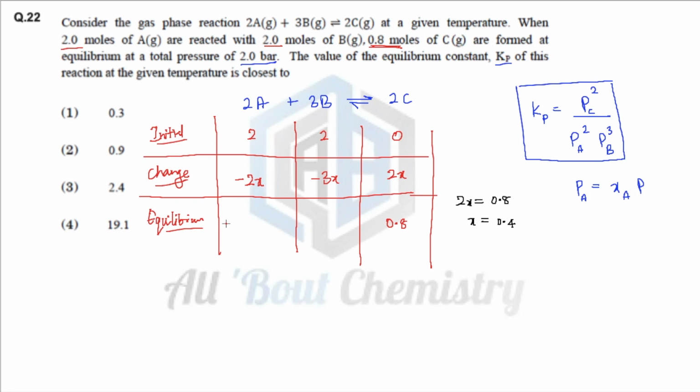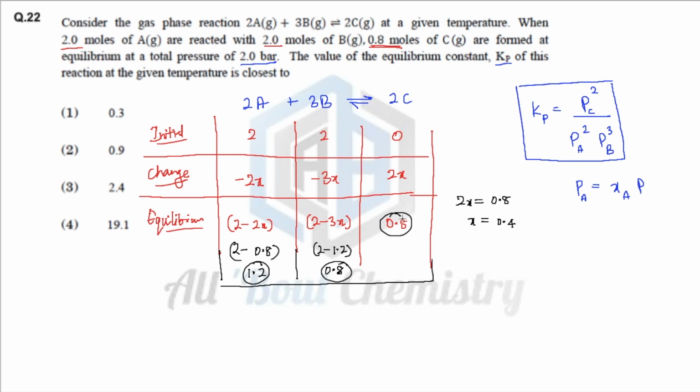Okay, now talking about the others. At equilibrium, what is going to be for A? It is going to be 2 minus 2x, and for B it is going to be 2 minus 3x. If I substitute the value of x here, it will be 2 minus 2 into 0.4, which is 0.8, right? And here it will be 2 minus 3 into 0.4, which is 1.2. So for A I am going to get 1.2, for B I am going to get 0.8, and for C it's 0.8. So these are the number of moles which we need to solve the equation further. Now you can easily calculate the terms which are needed.